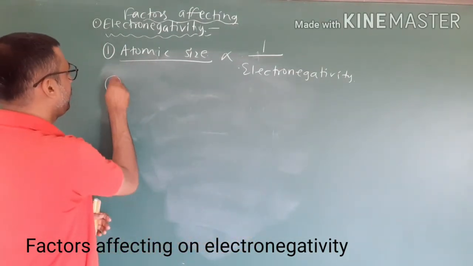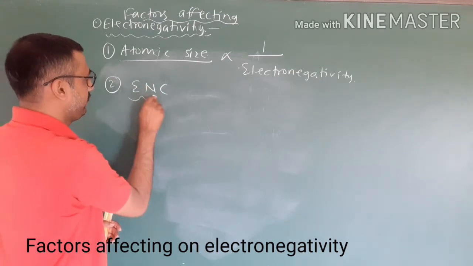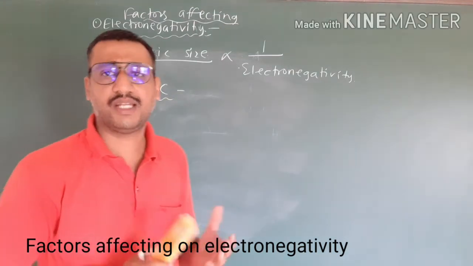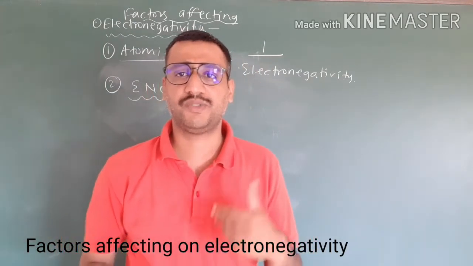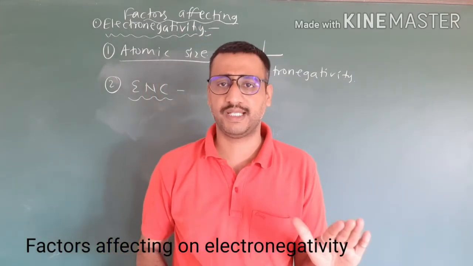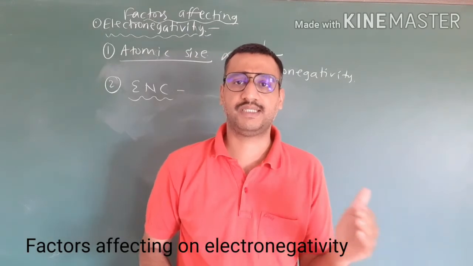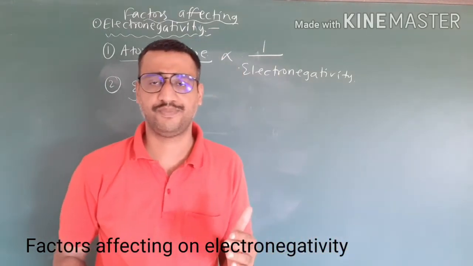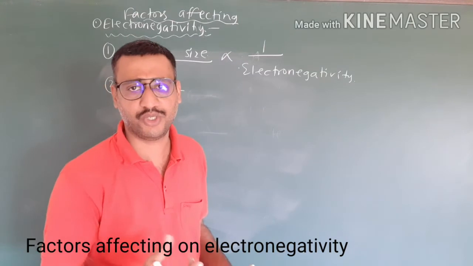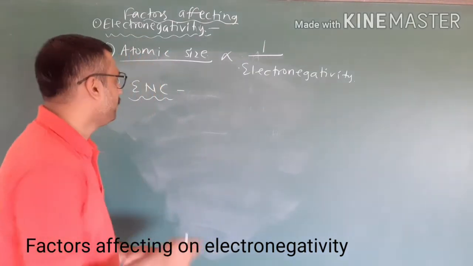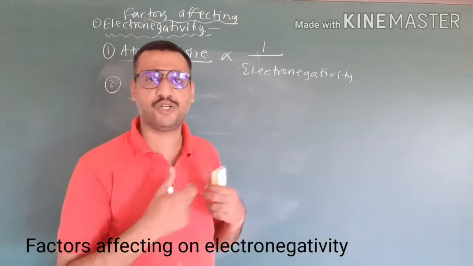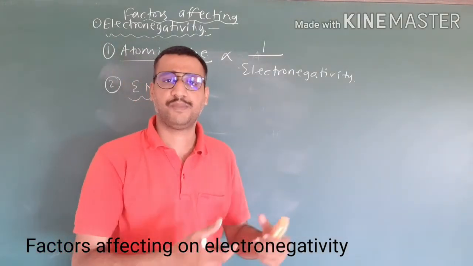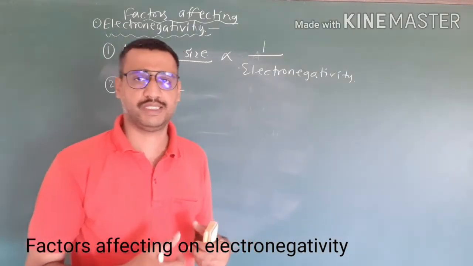Then the second factor is effective nuclear charge. See students, whether we are learning ionization potential, electron affinity or electronegativity, the factors which affect these properties are identical, isn't it? Atomic size, screening effect, effective nuclear charge, and electronic configuration. So effective nuclear charge means what? The ability of the nucleus to pull electrons towards itself increases. The positive polarity of the nucleus increases.